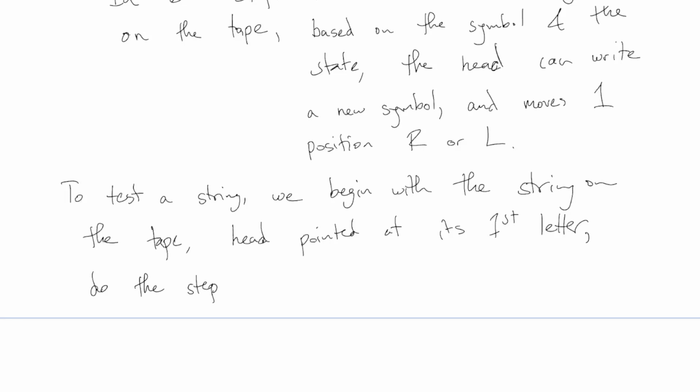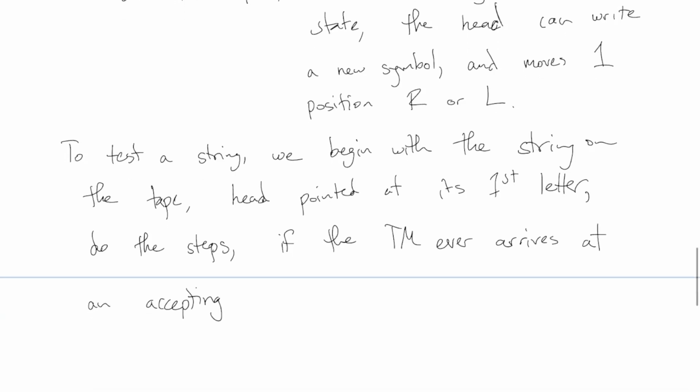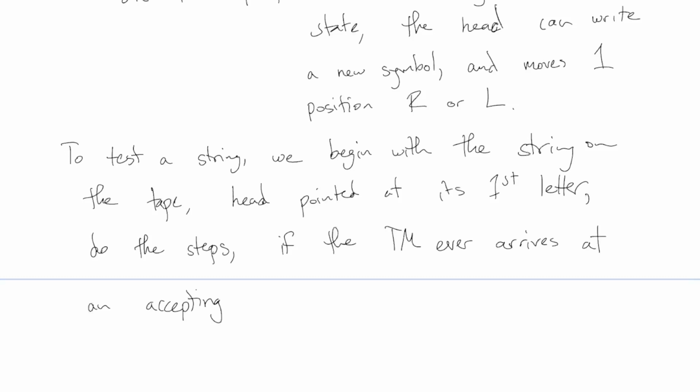So you do the steps, and if the Turing machine ever arrives at an accepting state, the state diagram will have accepting states and rejecting states in it. If the Turing machine ever arrives at an accepting state, we stop immediately and the string is accepted. This is a little bit different from NFAs and DFAs. It's all about, you read through the whole string and then you see, where did I end up? Is it accepting or rejecting? This is not like that.